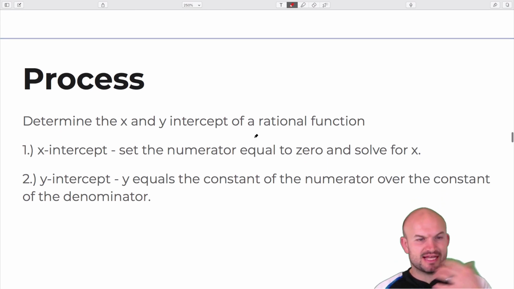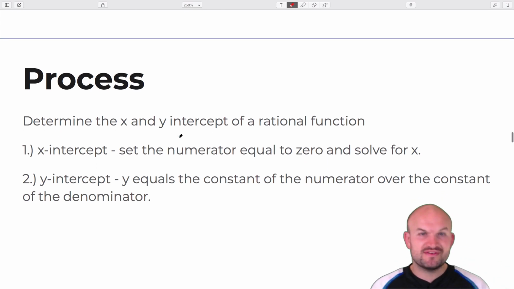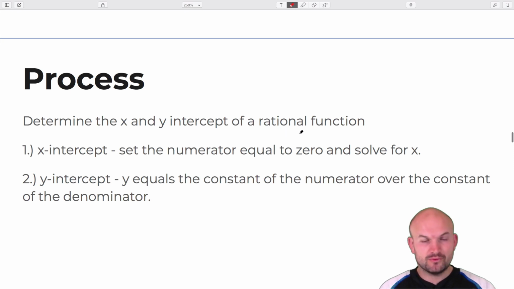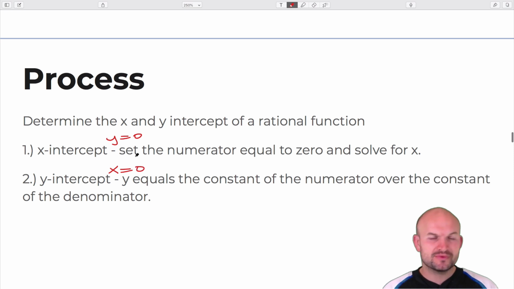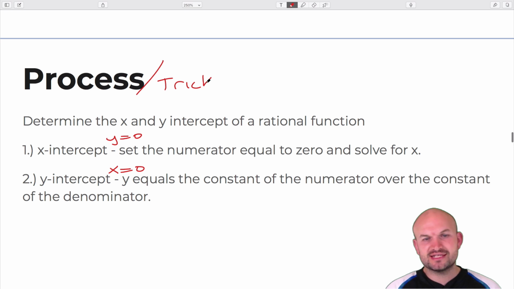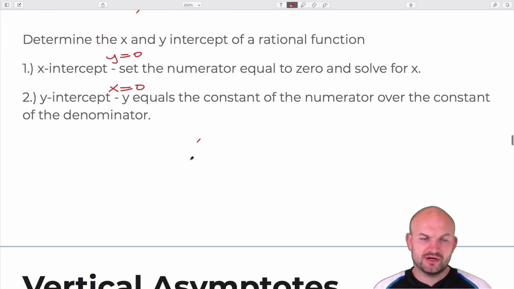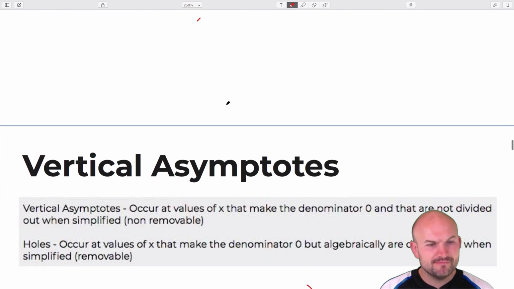So basically, here's that process that we talked about as far as finding the x and the y-intercepts. When it's in rational form, not a reciprocal, but a rational expression, you always set y equal to 0 for the x-intercept, or for the y-intercept, x equals 0. But these are some processes, some tricks to make things go by a little bit easier for you. So that's what we'll cover rather quickly.